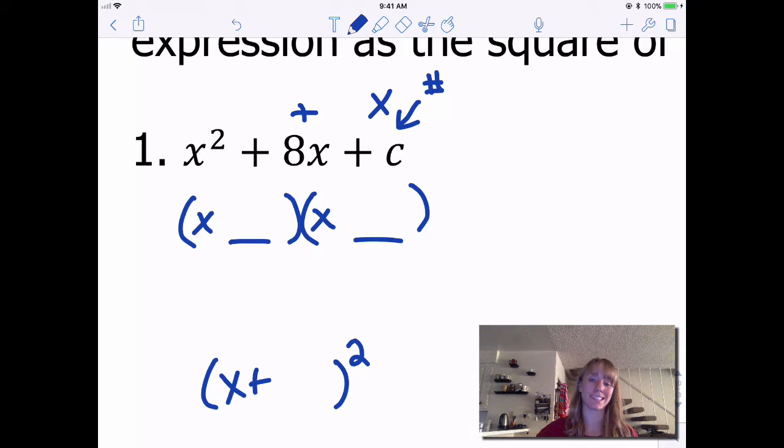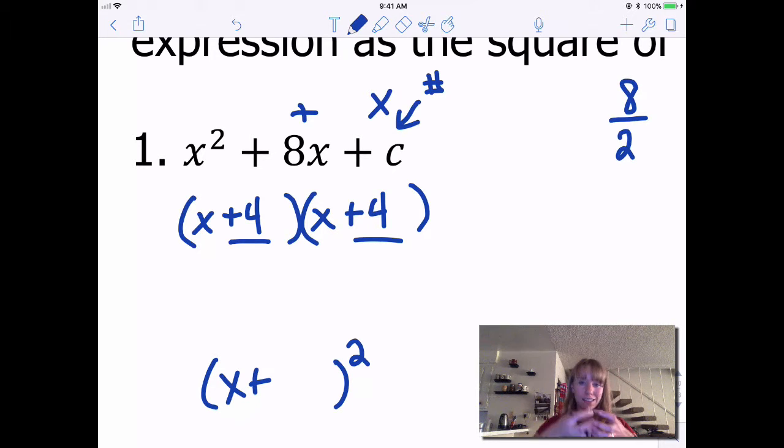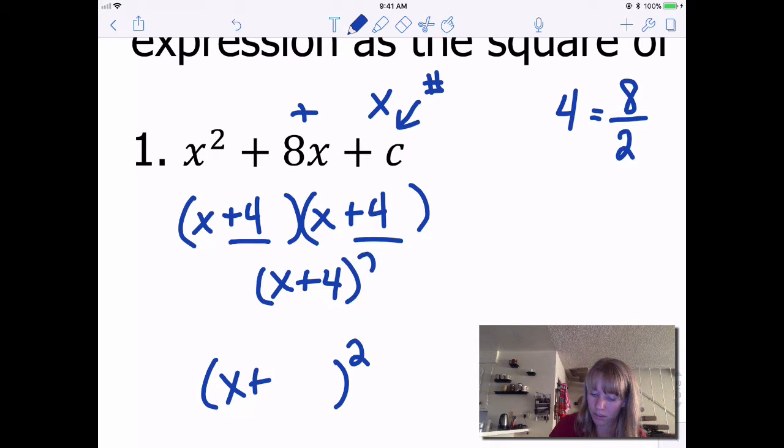We want something that's exactly the same that adds up to 8. Well, what plus itself is 8? That has to be a positive 4 and a positive 4. I can really think about it like 8 divided by 2 because it has to split evenly into two pieces. So that's going to be 4. Okay. So that I can write as x plus 4 squared, which is exactly what we were looking for. That was the final product.